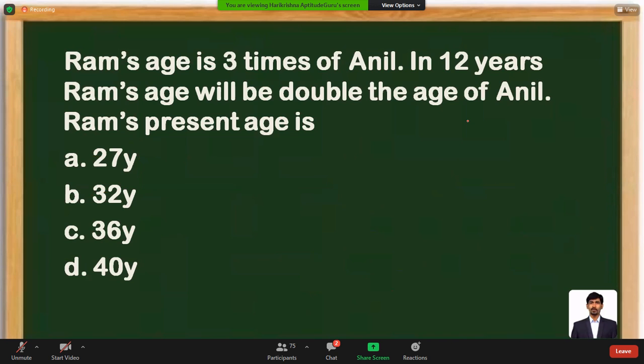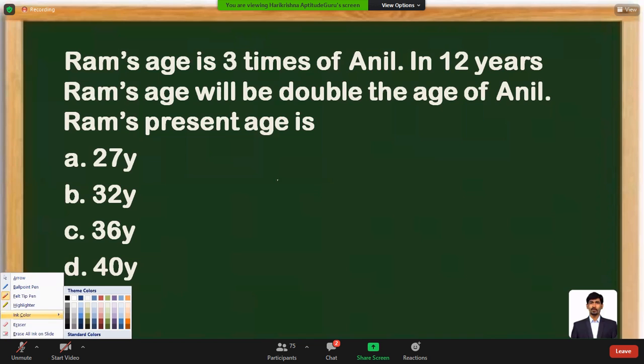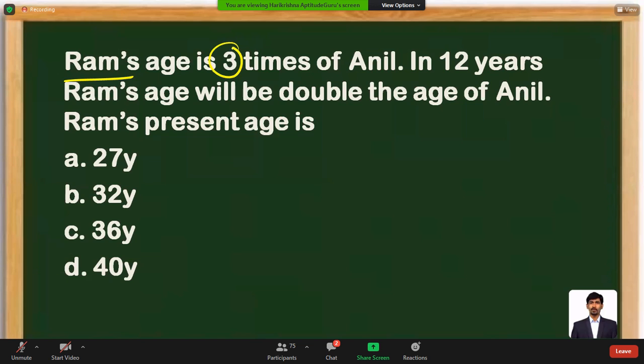So that is one approach, or otherwise you can use one more strategy. That's nothing but just a common sense strategy. The common sense strategy is that Ram's age is 3 times Anil's. That means Ram's age is going to be the required quantity. It is a 3 multiplier. You can simply eliminate these two options. So either 27 or 36 is the answer.